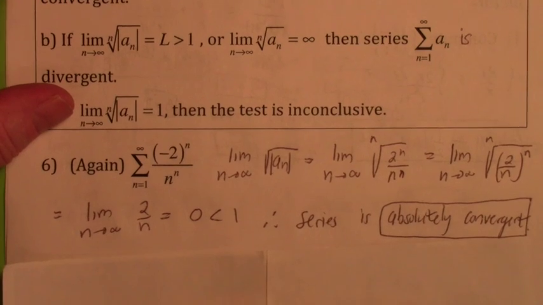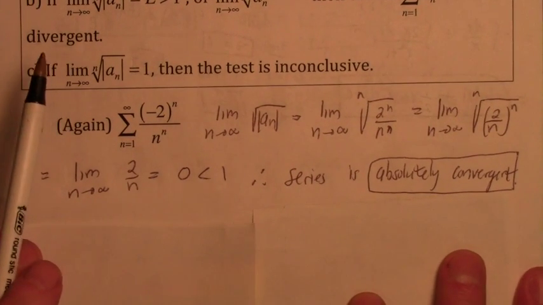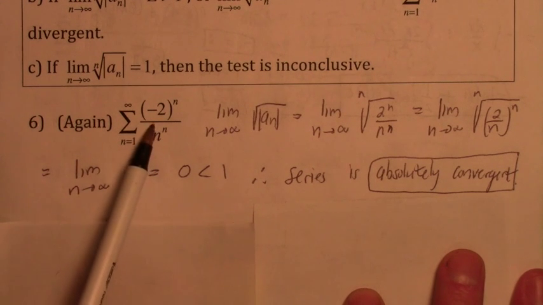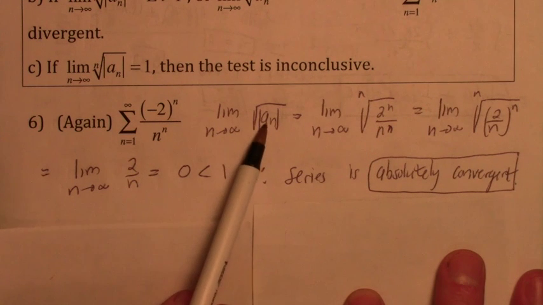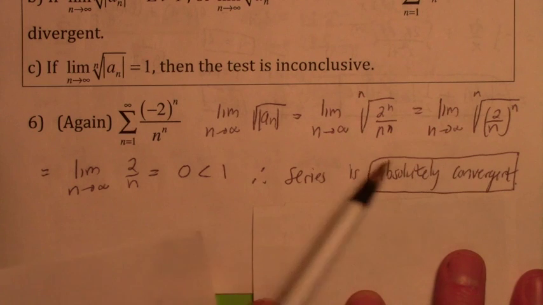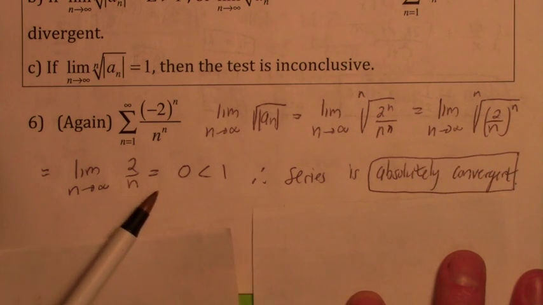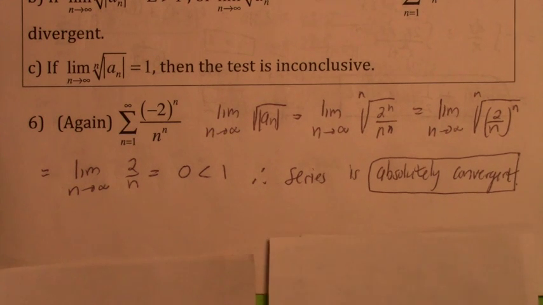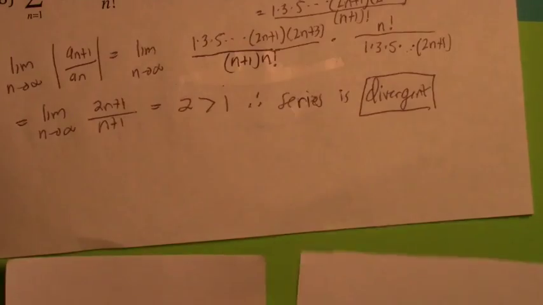So look at how much easier it is to do the one we just did. I'm doing the exact same problem we just did. Only now, if you look at the nth root of this, the nth root is going to cancel with these powers. I have the absolute value, so the negative goes away. So you just have this, because the nth root cancels with the nth power. This is 0, less than 1, so the series is absolutely convergent. That's a great example of one where sometimes the root test might be more helpful.